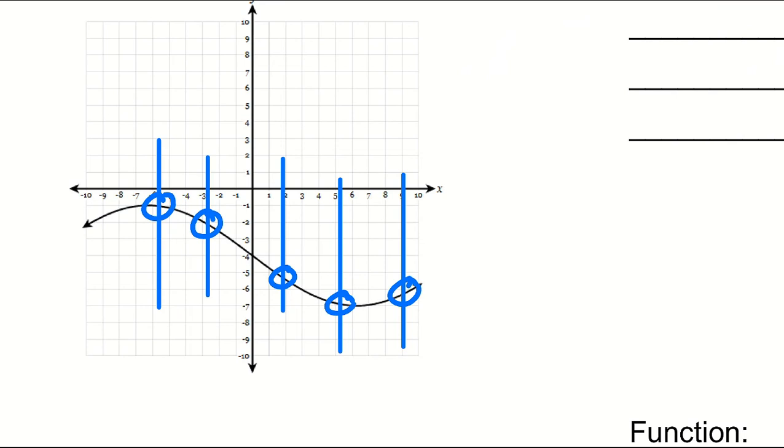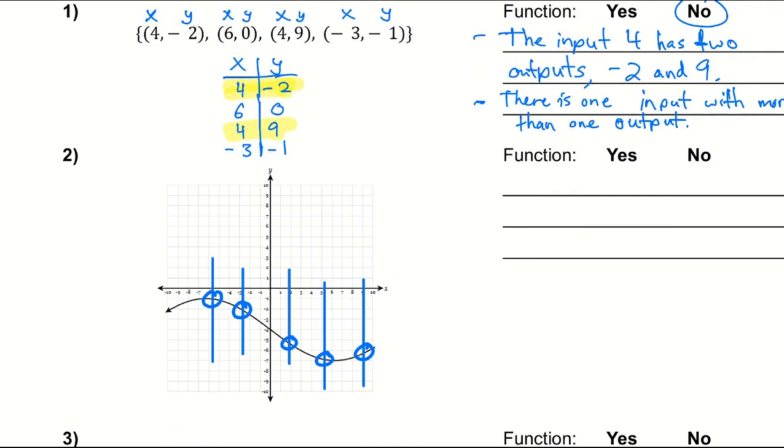So since each of these hit only one time, yes, it's a function. You could put for each input, there's exactly one output. I'm going to say the graph passes the vertical line test. Okay.